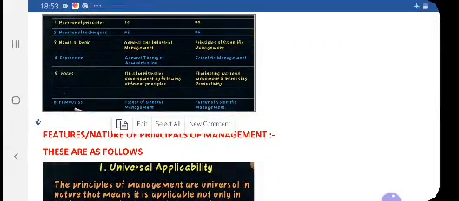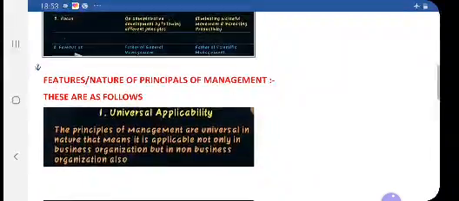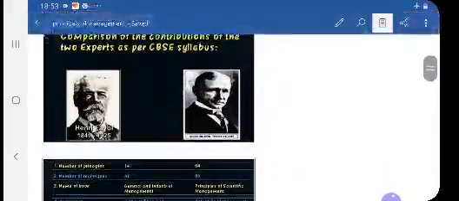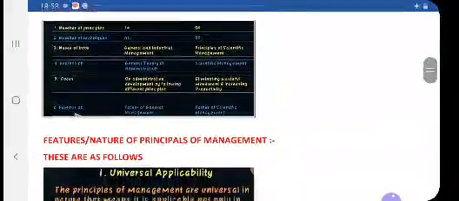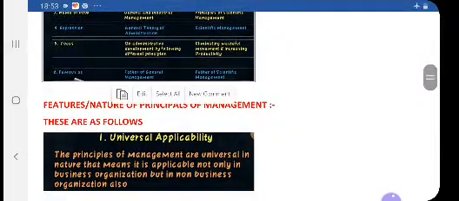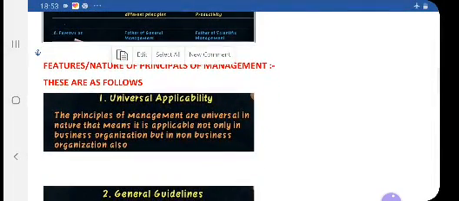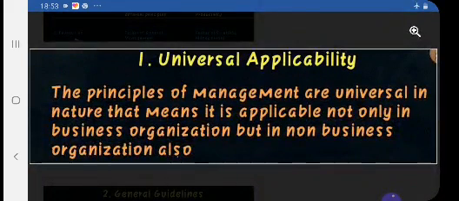What are the various features of principles of management that apply to both the principles given by Henry Fayol as well as F.W. Taylor? These are the general characteristics of principles of management. The first feature is universal applicability. That means the principles of management are universal in nature. What does it mean? It is applicable not only in business organizations but in non-business organizations also.